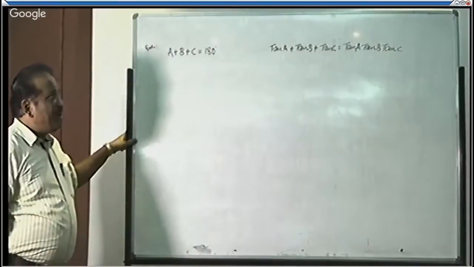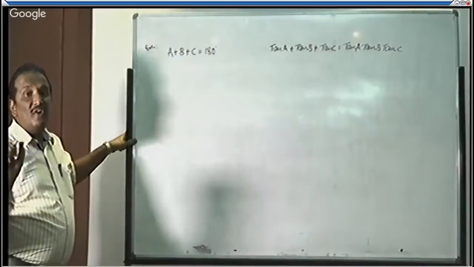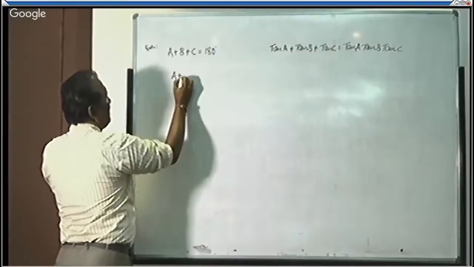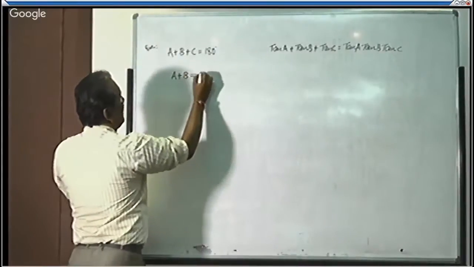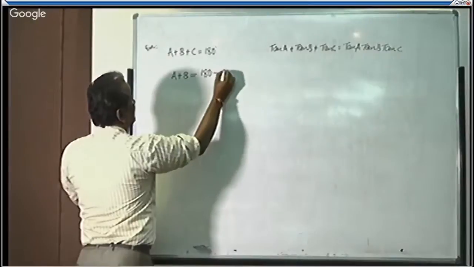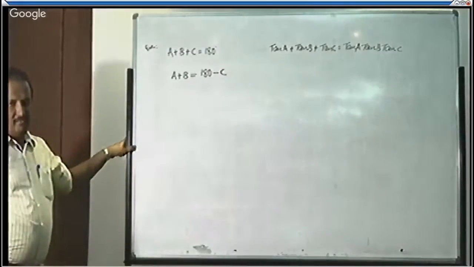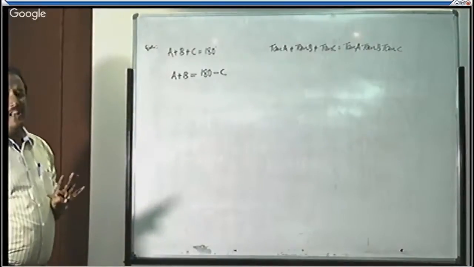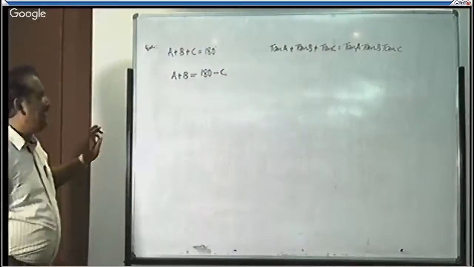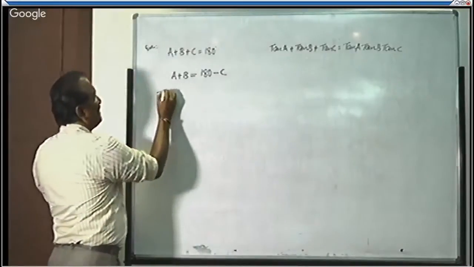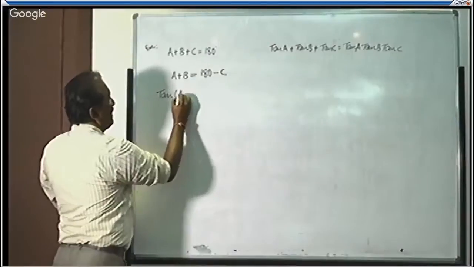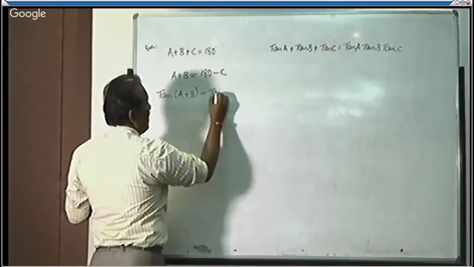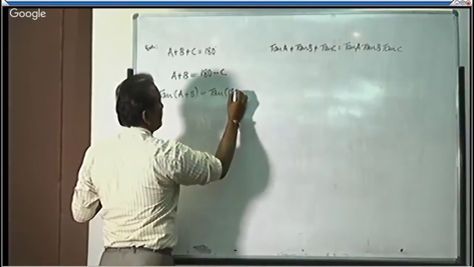Since the required data is in terms of tangent of a function, given A plus B plus C is equal to 180 degrees, by keeping any two angles on the LHS, I transfer the remaining angle to the RHS, then it will take a minus sign. Now A plus B is equal to 180 minus C. Because the required data is in terms of tangent only, I just apply the tangent on either side of the equation. The LHS is tan of A plus B, the RHS is tan of 180 minus C.